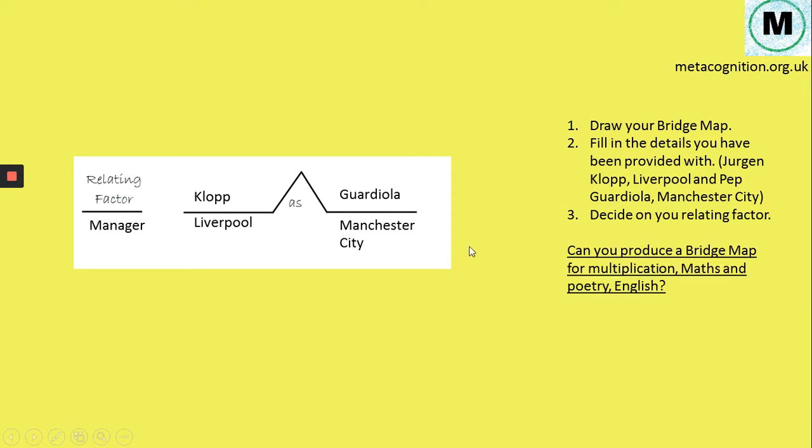Right then, what I want you to do now is to produce your own bridge map, and your pairs are going to be multiplication and maths, and poetry and English. So you're going to need to draw out your bridge map, multiplication, maths, as poetry and English, and I want you to see if you can work out the relating factor. So pause this video here, have a go at doing that, check back, maybe compare with a friend or a colleague, see if you were correct, or write it out as a sentence to help you be more confident in your answer.